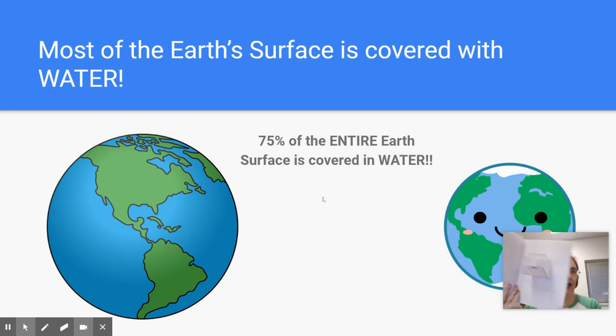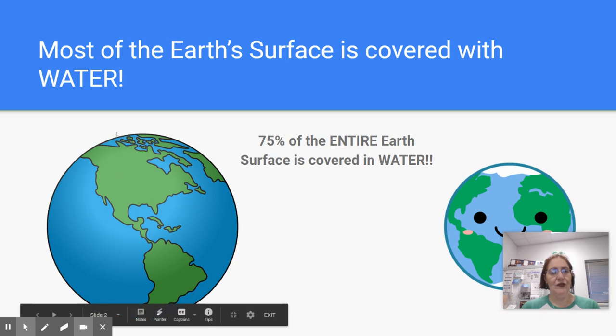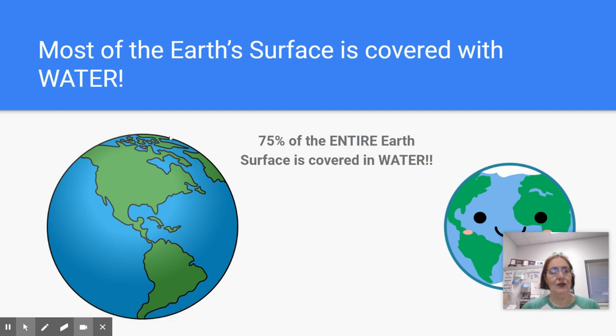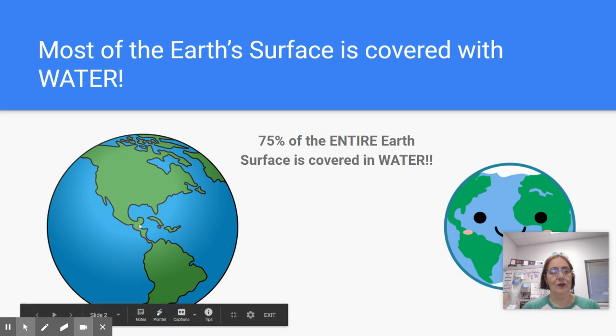So mostly all water. So 75%. If you were to take this big old circle and cut it into 4 pieces like a pizza, and fill in 3 of the pieces, that's how much water is on the Earth's surface. So 3/4 or 75%.